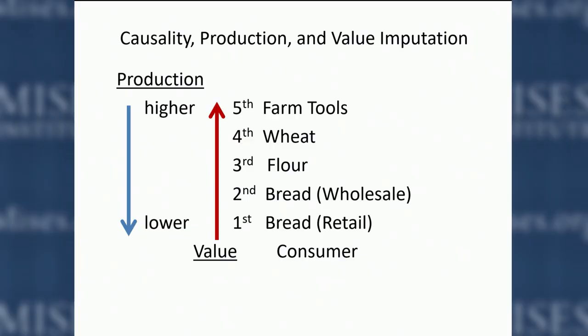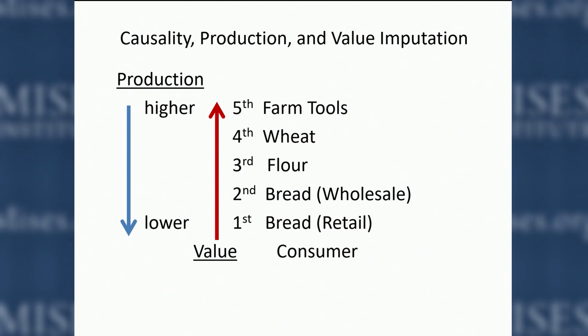If people didn't want cars, automobile factories would be absolutely worthless, okay? And there'll be no wages paid for people that are working in those factories and so on. So what Menger pointed out is that higher order goods cause the production of the lower and lower order goods until you get the final good. But the final good and the satisfaction it yields to the consumer causes the value of the higher order goods. And Menger gave the following example.